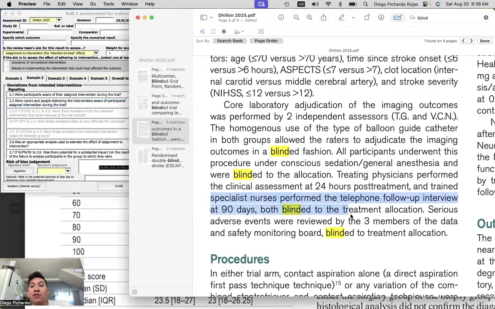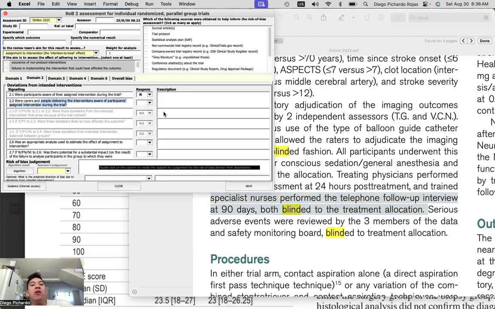and the people evaluating the follow-up, the nurses, were also blinded. So they were blinded, all right? So were the carers blinded? Yes, they were, all right? Oh, sorry. We should have put no because they were not aware, all right? Because they were blinded, all right?